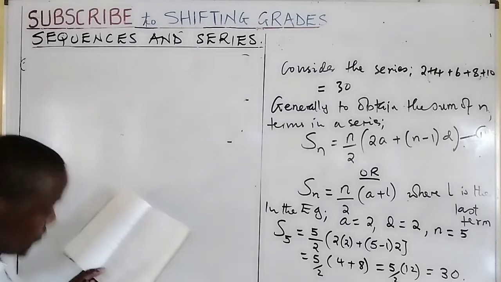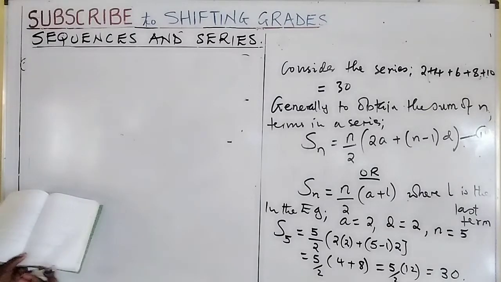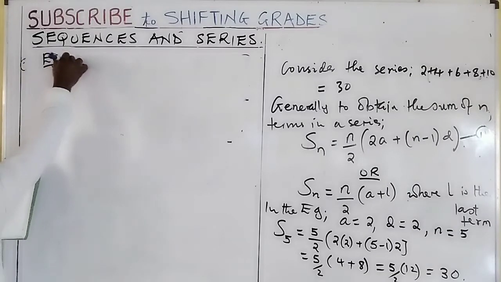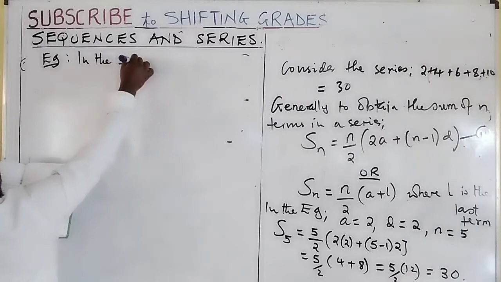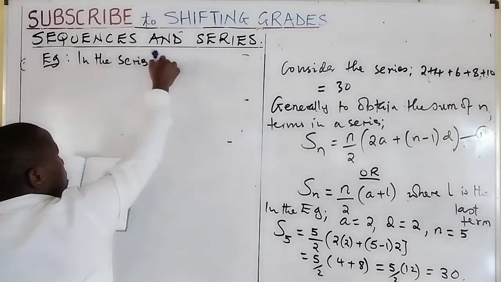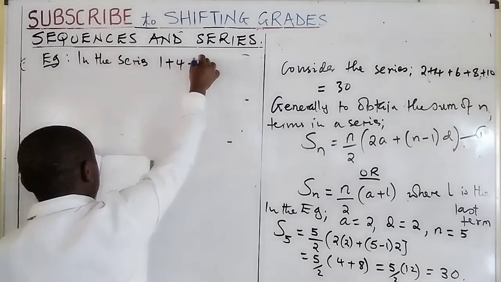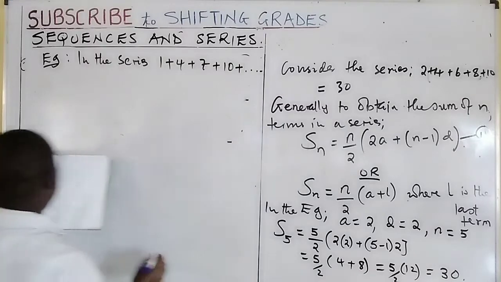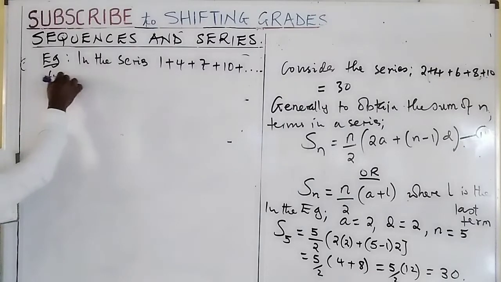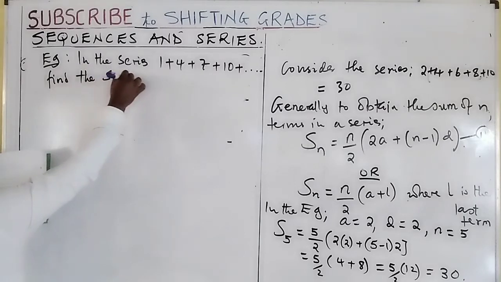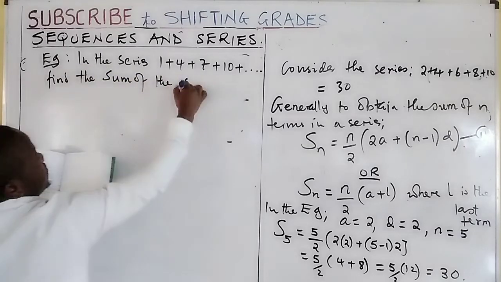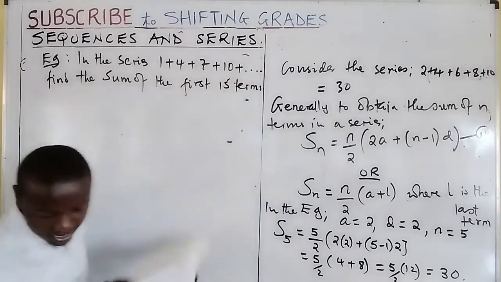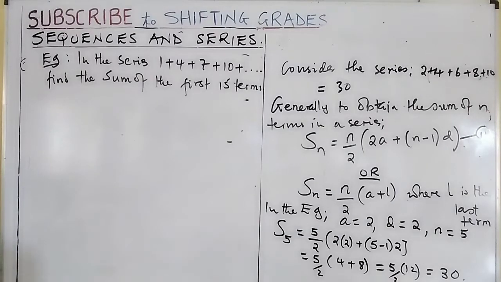We are told, example, in the series 1 plus 4 plus 7 plus 10 plus, they continue. Find the sum of the first 15 terms.